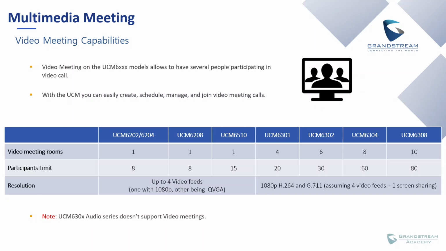While for UCM 6301, we have 4 video meeting rooms with up to 20 participants. For the UCM 6302, it supports 4 video meeting rooms with up to 30 participants. For the UCM 6304, up to 8 meeting rooms with up to 60 participants. And for the UCM 6308, with up to 10 video meeting rooms and up to 80 participants. And regarding the resolution, we'll have 4 video feeds and 1 screen sharing with Full HD.